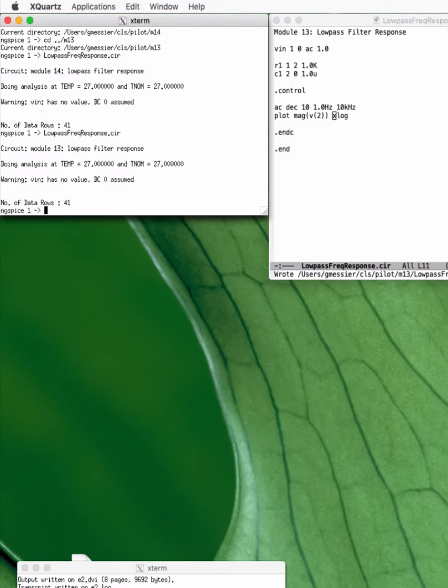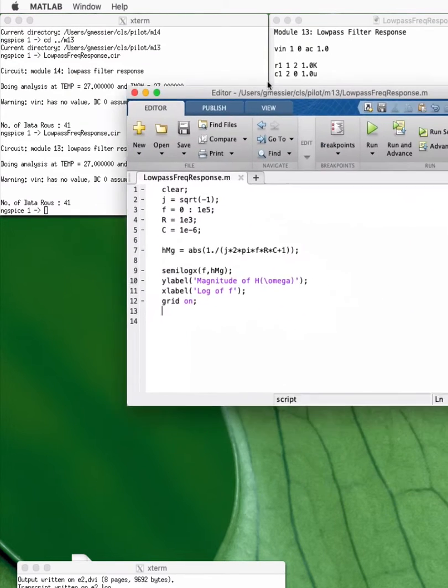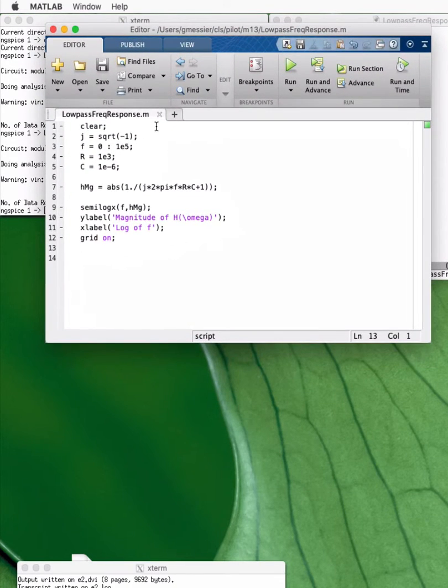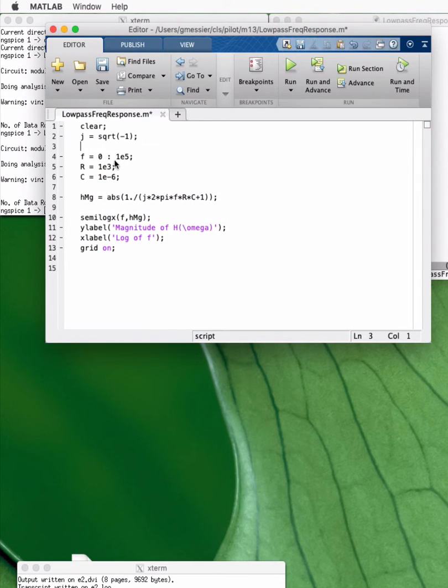So I'm going to close that, and now I'm going to show you also the MATLAB file. And so in the MATLAB file, we're going to plot in terms of f rather than omega. And that's just so we can compare to the SPICE plot, because the SPICE plot is also in terms of f and not in omega. And so we're going to go from 0 to 100 kilohertz. And we've got a resistance of 1 kilo ohm, a capacitance of 1 microfarad.